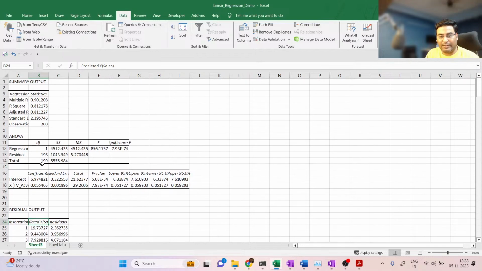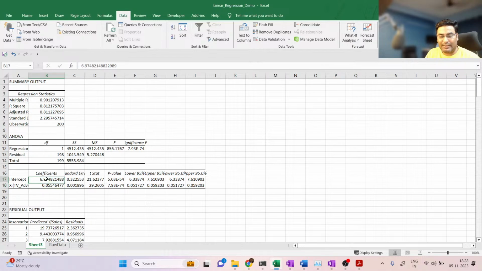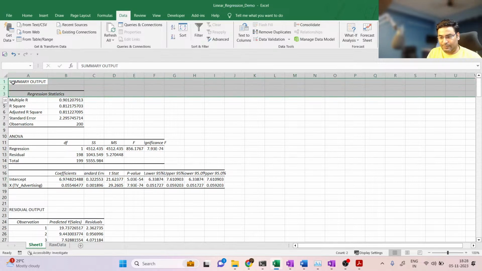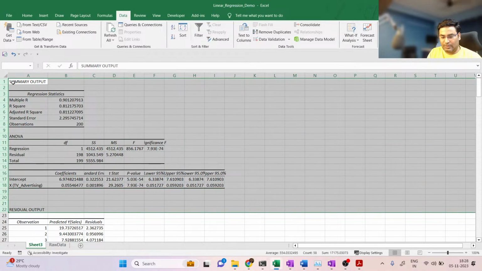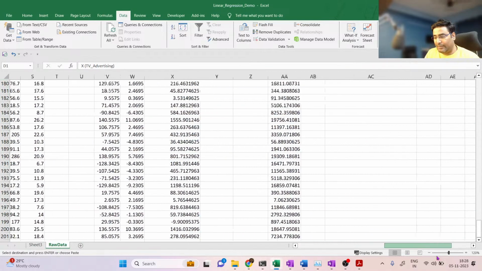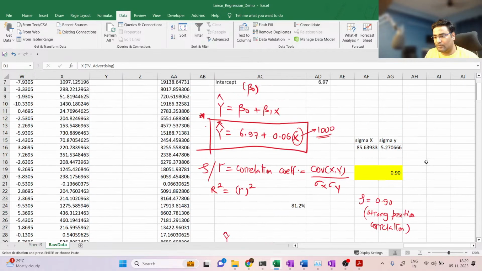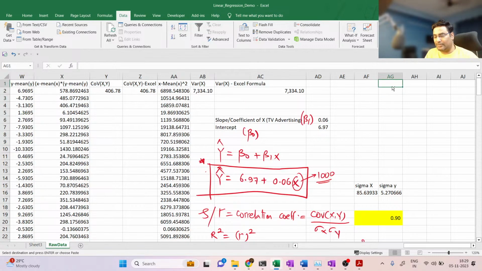But can you observe, my dear, your numbers are matching with what you have done manually. See, intercept, you calculated how much? 6.97, and this is being calculated. Let me copy this output, this much only, and let me place it towards my numbers. I'll put it here, guys.